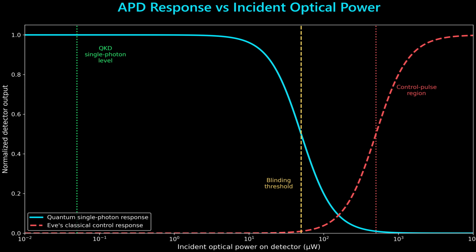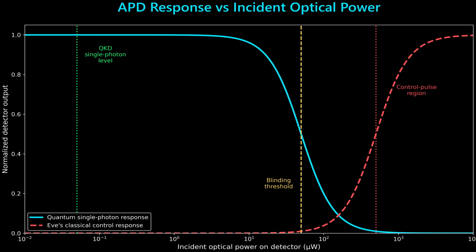At these very low power levels, on the order of hundredths of a microwatt, the detector behaves exactly as the protocol assumes. It responds strongly to quantum states and ignores classical background. Now look toward the center of the graph. As the incident power increases, the APD begins receiving more photons per unit time. At first, nothing seems wrong. The detector still outputs full digital avalanches. But as we approach the yellow dashed line, the blinding threshold, the device begins to saturate.